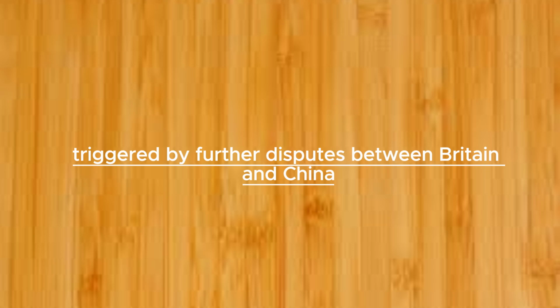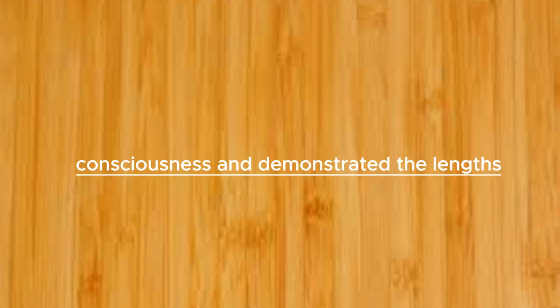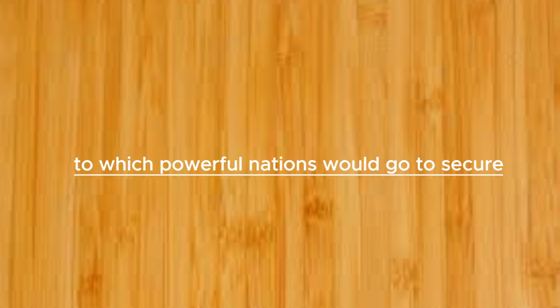The Second Opium War, 1856-1860, followed soon after, triggered by further disputes between Britain and China over trade rights. This conflict further entrenched Western influence in China, leading to an era of what the Chinese called the century of humiliation. The Opium Wars left an indelible mark on China's national consciousness and demonstrated the lengths to which powerful nations would go to secure access to foreign markets.